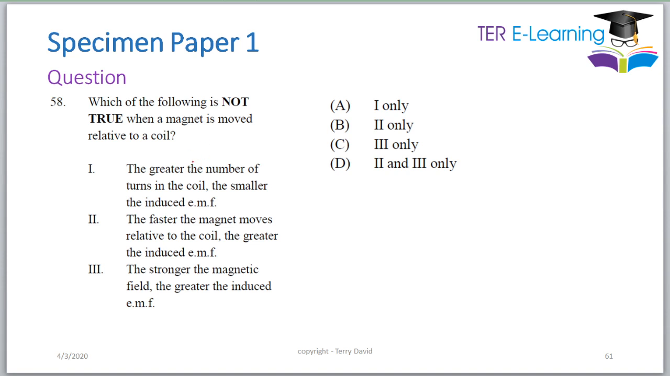So they say which of the following is not true. So the greater the number of turns in the coil, the smaller the induced EMF. That's not true. The greater the number of turns, the greater the EMF. Right? The faster the magnet moves relative to the coil, the greater the induced EMF. This is true. The stronger the magnetic field, the greater the induced EMF. That is also true. So the answer has to be the one only, which is this.